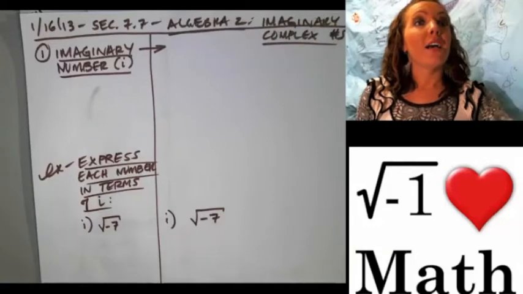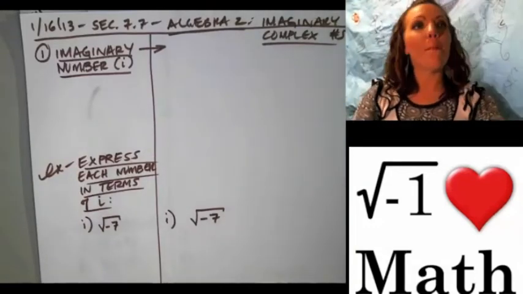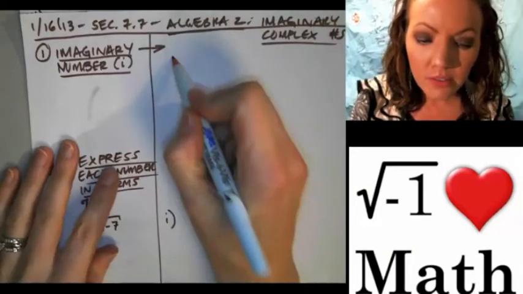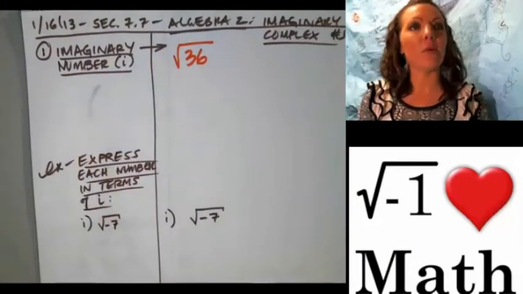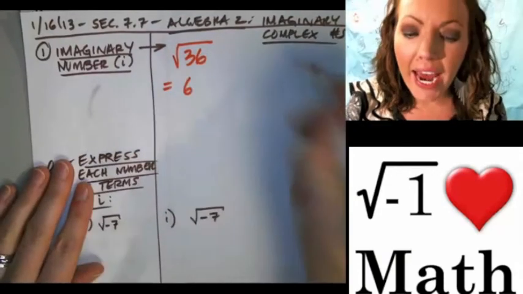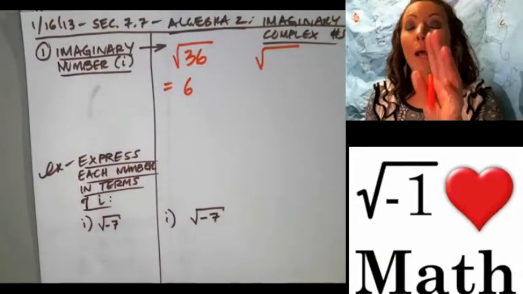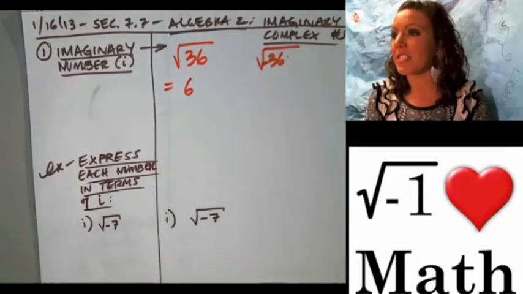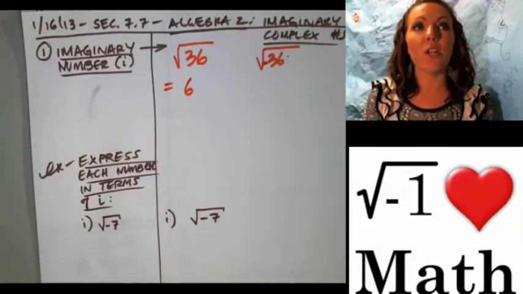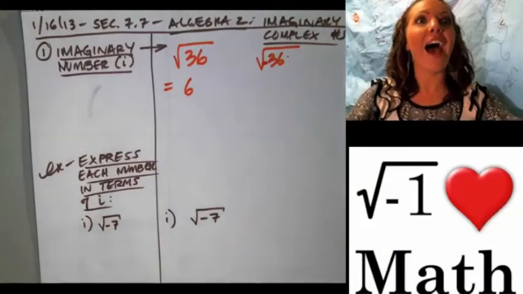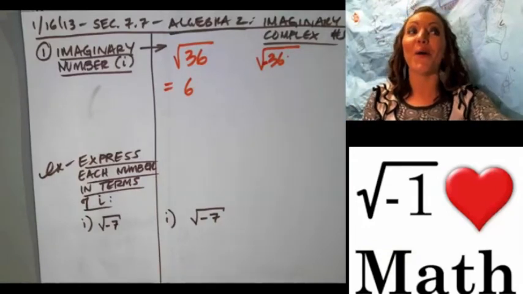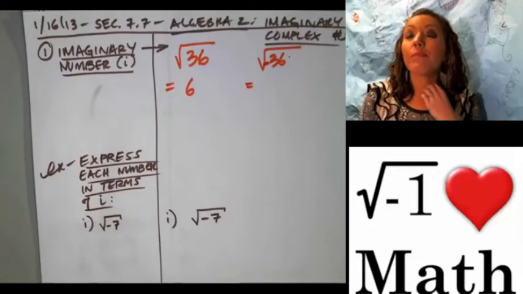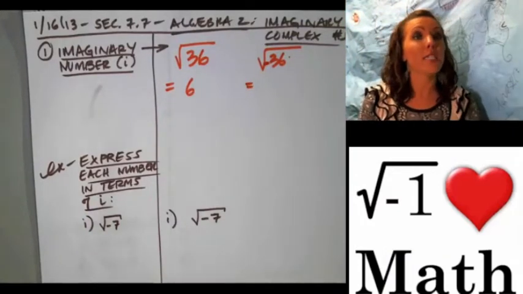Yay, imaginary numbers. So, everybody, are you ready for this? When I put this up here, everybody shout out what this equals. What does that equal? 6. Good. Now, again, everybody shout out what this equals. Square root of -36. No solution. Until now. Okay, we just changed the rules. Now, you all would agree that the square root of 36 is 6, correct?